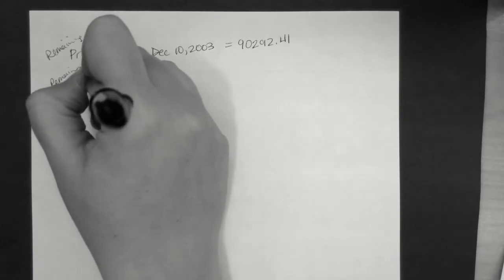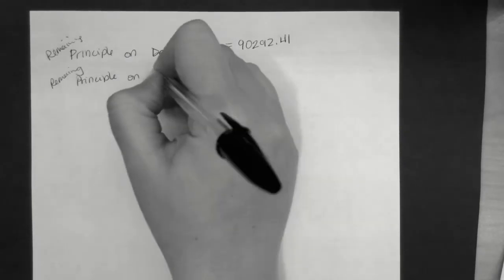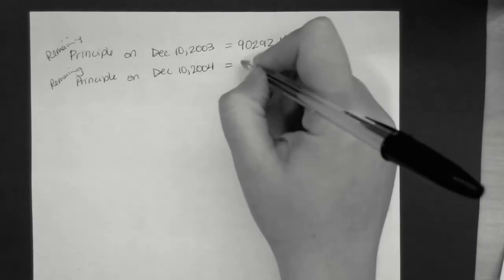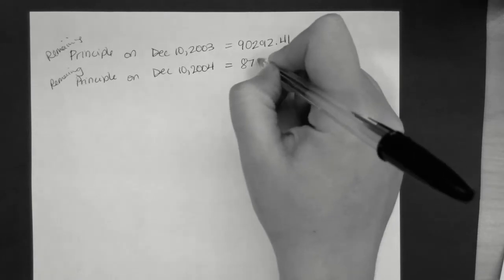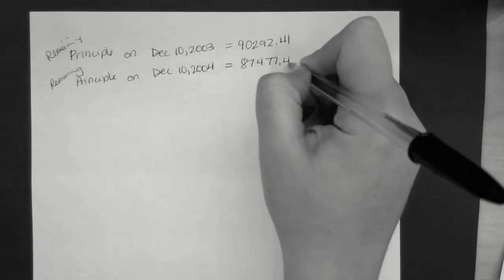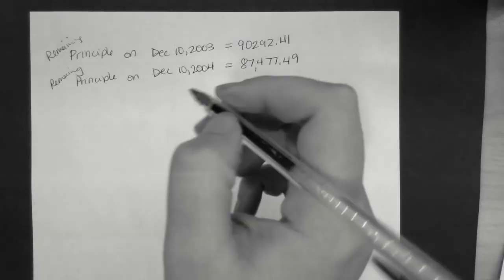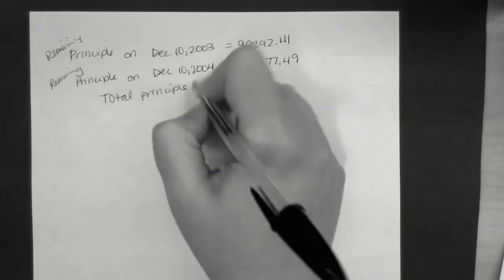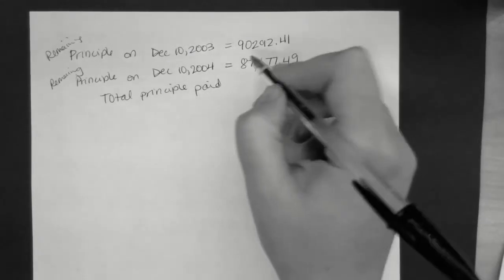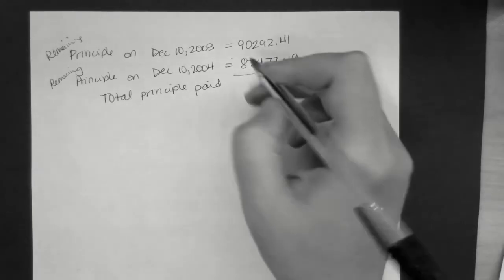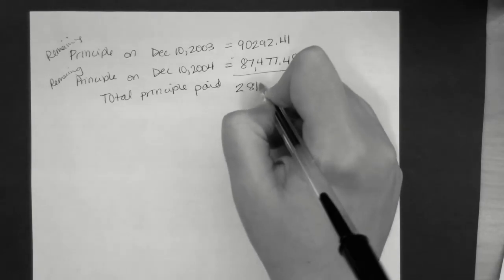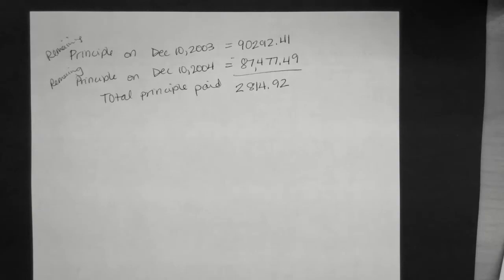And then the remaining principal 1 year later, on December 10th, 2004, that was at the end of our table, was $87,477.49. Okay, so that means the total principal paid in 2004 is just going to be those 2 pieces subtracted, and when we do that, we get $2,814.92. Okay, in that year.